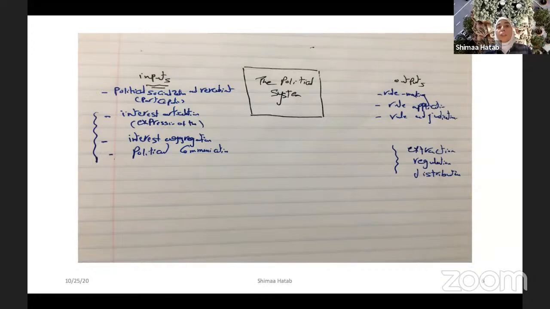First of all, political socialization and recruitment, basically in the form of political parties. Political parties would have different political platforms and socialize people, or train and indoctrinate people in a particular ideological orientation that would help them participate or actively engage in political dynamics or the political process.